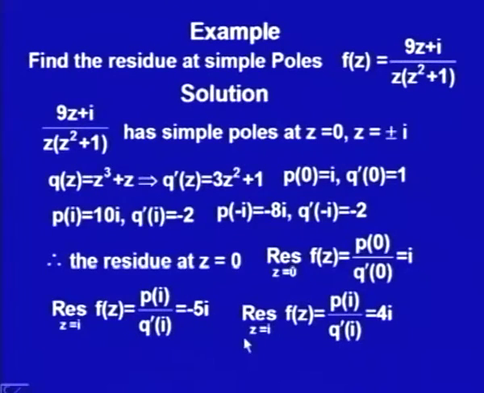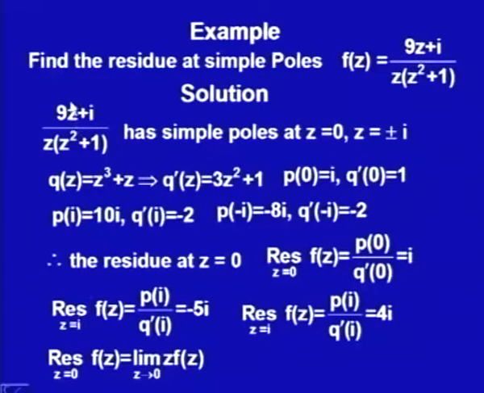Similarly, residue at z equal to minus i: p at minus i is minus 8i, q dash at minus i is minus 2, so I would get 4i. So, we have calculated the residue without really expanding this function or finding any kind of expansions and worrying about what will happen. We just found what the residue is at all the singular points.